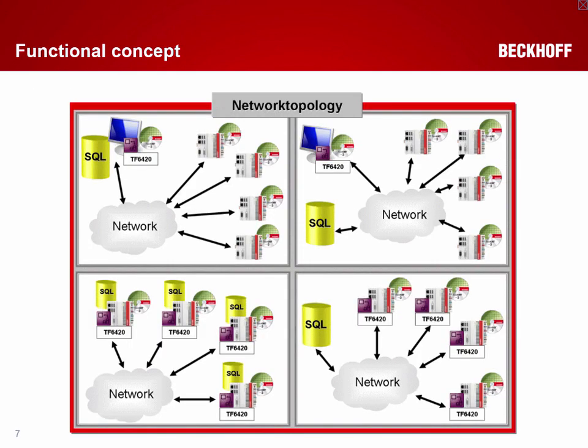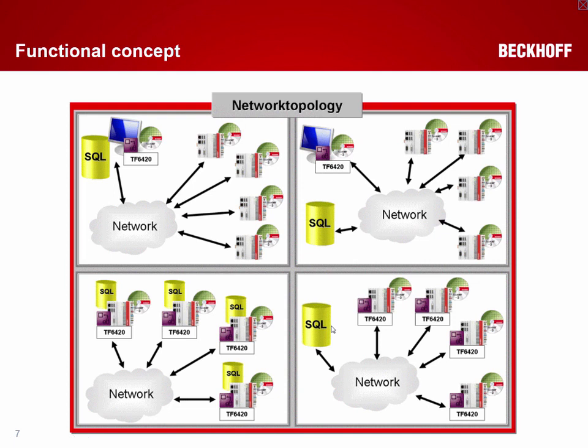Then we have different network topologies. Of course, I will not describe each topology here, but maybe the most important topology is that the database server is installed on each control system. That is often the case because there are limitations from IT departments of end customers, for example, that the TwinCAT software, so the control software, should not be installed on a database server in the network.